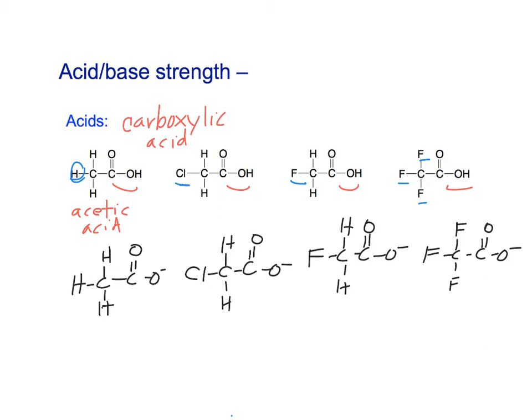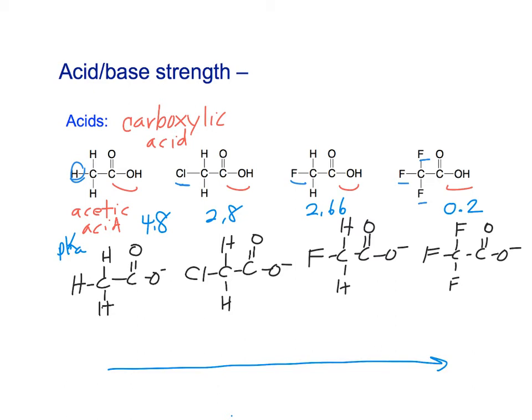So acetic acid we already saw, so these are going to be the pKa values. It was 4.8. What do you think about chloroacetic acid? Is it going to go down, or is it going to go up? Okay, in fact, it goes down to 2.8. All right, so chloroacetic acid is a stronger acid than acetic acid. Fluorine goes down a little bit more, 2.66. And if we have trifluoroacetic acid, it goes down to 0.2. Okay, so we are getting to stronger acids going this way.